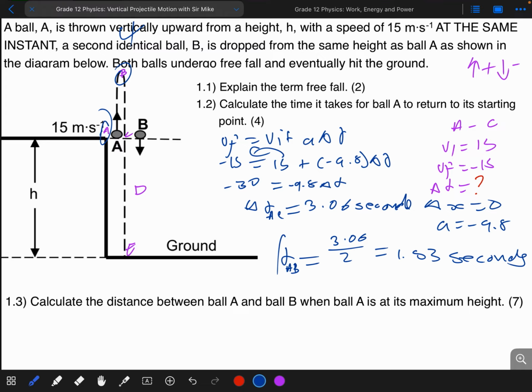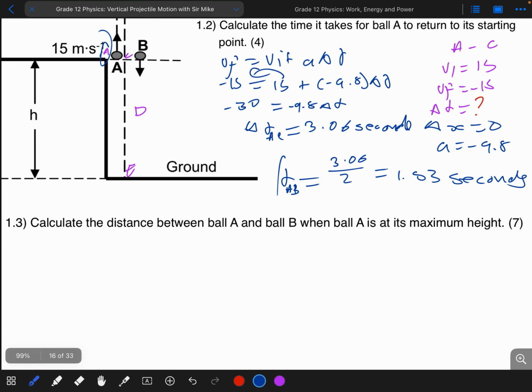But this is only applicable for as long as both of them are still moving. If one has stopped, when one has reached the ground, we can't predict that. But for as long as they're still in motion, if they were projected at the same time, their time in motion will be the same. So if I know the time for ball A, I would also know the time for ball B. Now, they say to calculate the distance between ball A and B when ball A is at its maximum height.